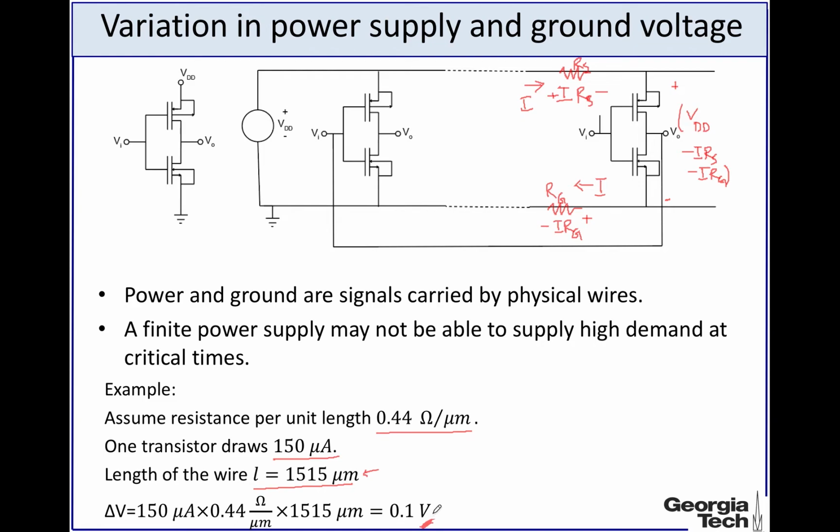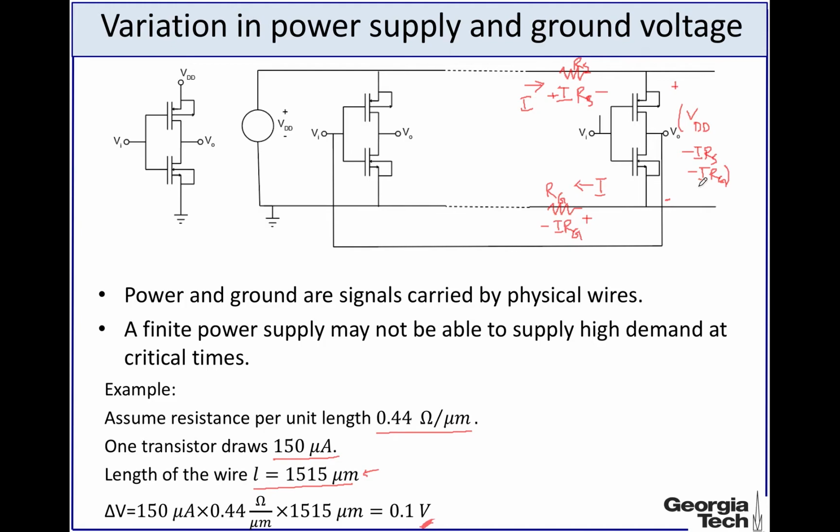Now 0.1 volts is a fairly large voltage drop because the power supply voltage in today's microprocessors is around 1 volt or 0.8 volts, and if out of 0.8 volts 0.1 volt is lost, which is more than 10%, then essentially the logic block will see a voltage of say 1 volt minus 0.1 volt equal to 0.9 volts. So this is a significant issue.